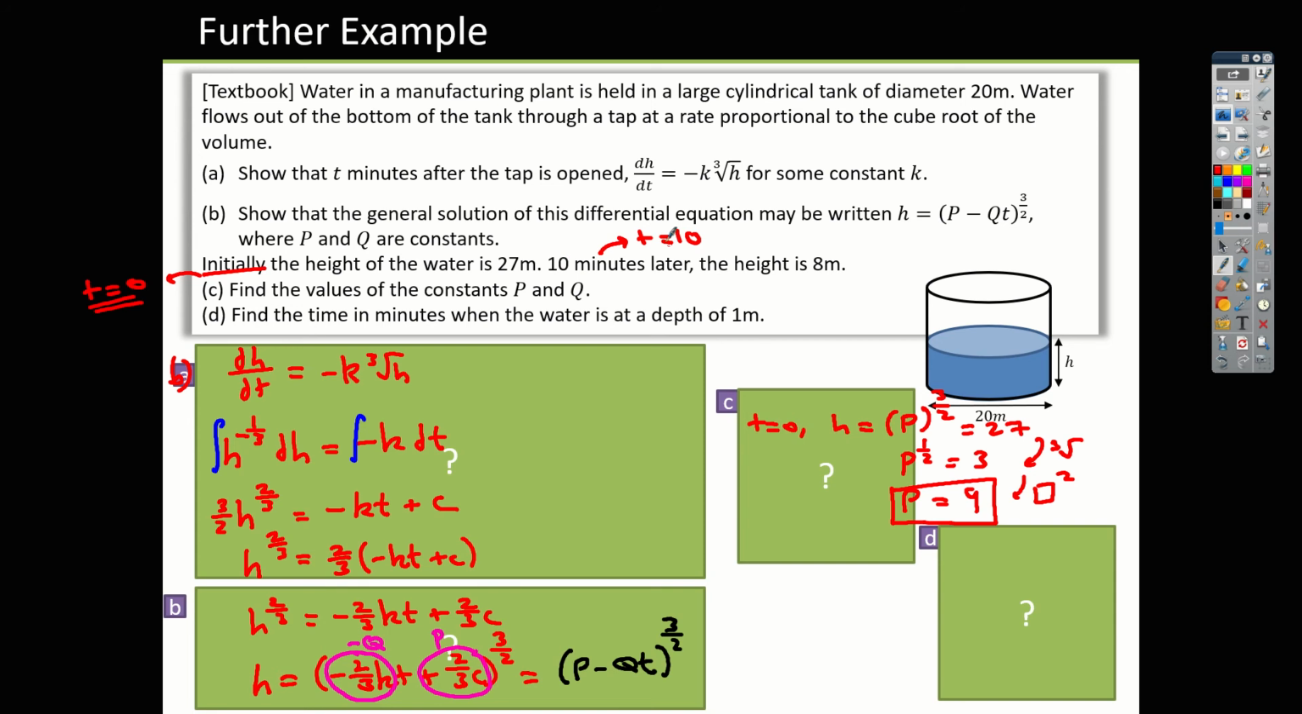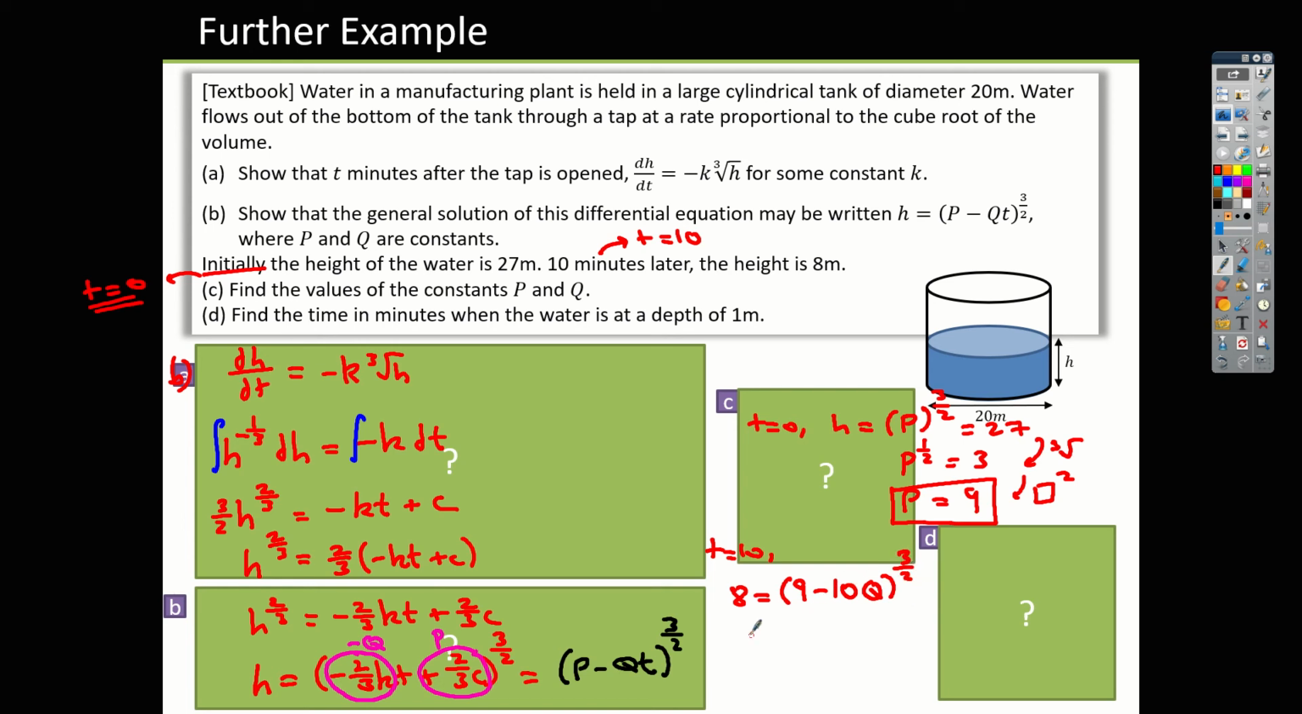I can then use the fact that when t is 10, h is 8, and do the same thing. So 8 is the height. I know what p is now, it's 9. 9 minus qt. Oh, sorry, t is 10, isn't it? So 9 minus 10q. Gives it that. I can now, sorry, I did it again, 10q, there we go, to the 3/2. Okay, good. Right, now I can solve this.